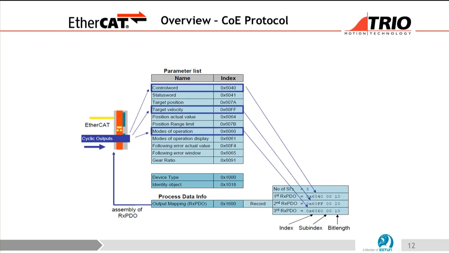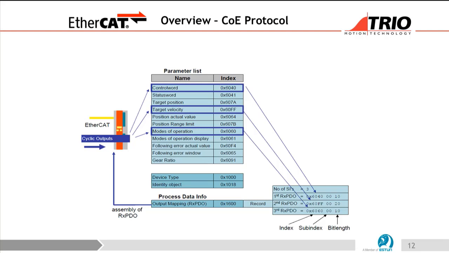Alright, so this slide is explaining how EtherCAT works in the Trio way. So we use it to exchange data, and the protocol that we use is CAN over EtherCAT. All these objects which you see are CANopen objects, each representing a function in a CANopen library. So 6040 means control word, and you have the target velocity and the modes of operation, stuff like that.